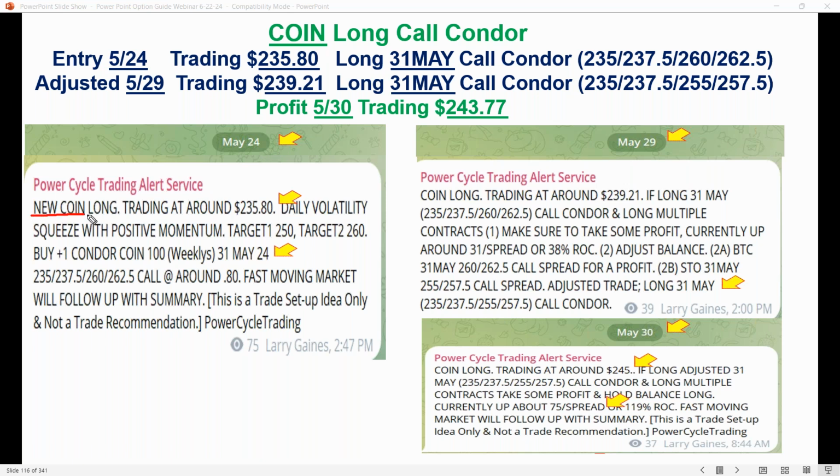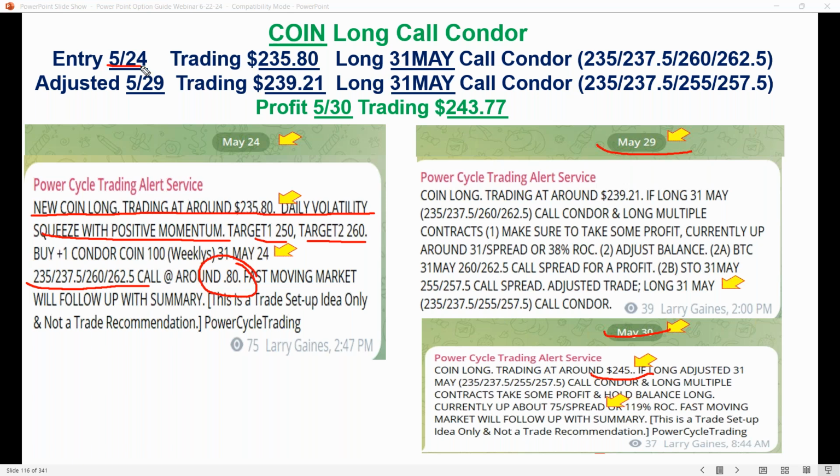And so new long Coin, it was trading at 235.80. Had, again, daily volatility squeeze, positive momentum, targets 1, 2, show all that stuff. So here was going out. And again, here was buying a call condor. So bought the 235, 37.5, 260, 62.5, super low risk, around $80, positive theta. 29th, 30th, took the trade off. Now it's trading up to 245.